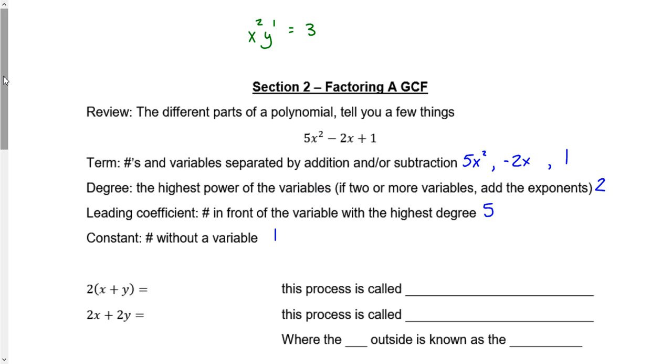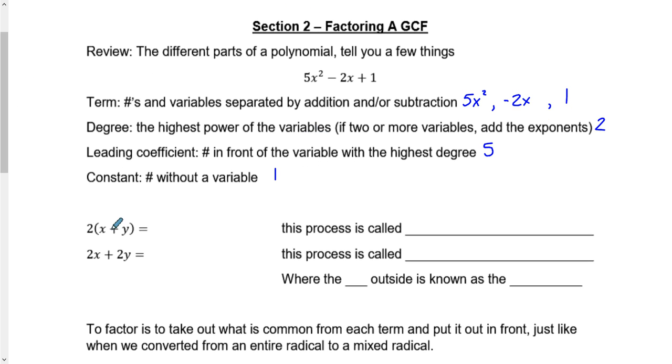So we're going to talk about 2 processes. For example, if we had 2 bracket x plus y, we would naturally want to follow exactly what we had done in our multiplication section. 2x plus 2y. Now, this process is called expanding. In other words, we're multiplying.